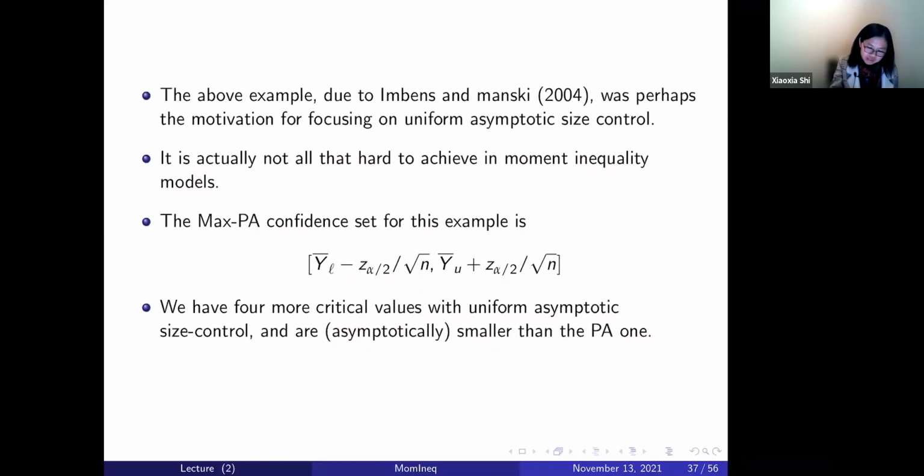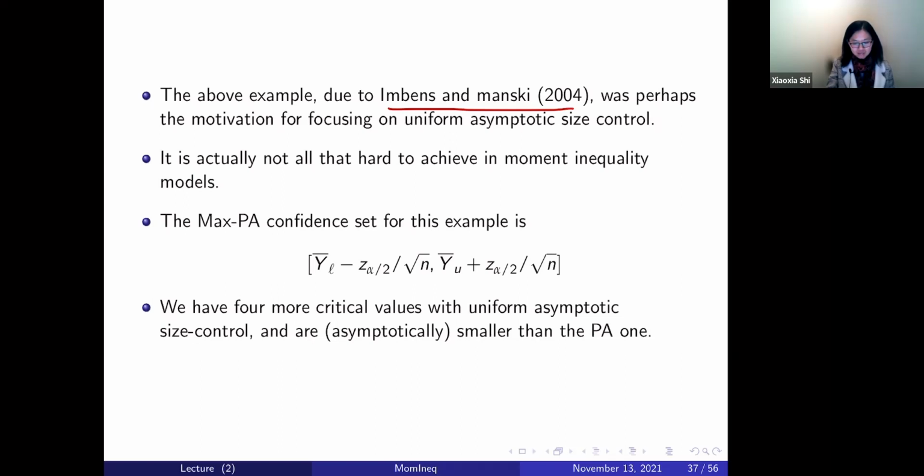So this example is from Imbens and Manski, and that is the motivation for focusing on uniform asymptotic size control. If you ensure uniform asymptotic size control, you will not have this finite sample size distortion problem. It's in fact not very hard to achieve uniform asymptotic size control in moment inequality models.